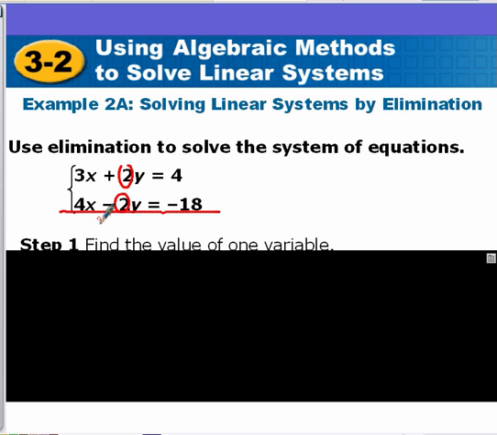3x plus 4x is 7x. The 2y and negative 2y cancel out. 4 and negative 18 is negative 14. And now we just divide by 7. x is equal to 2.